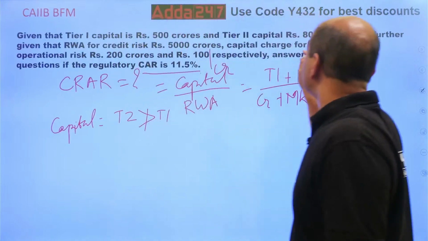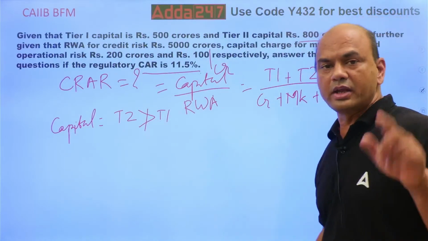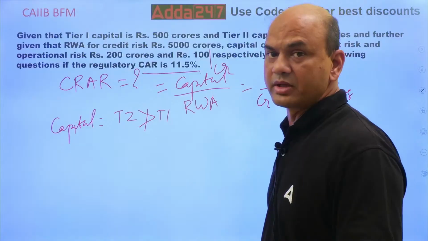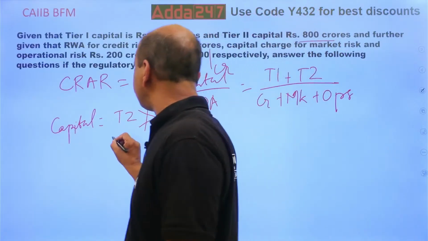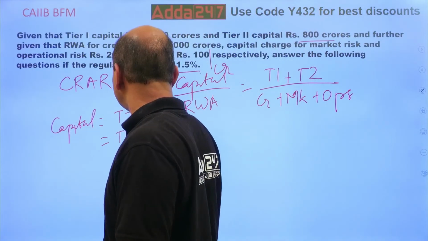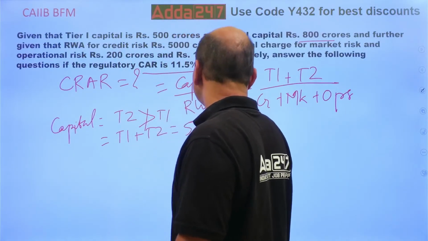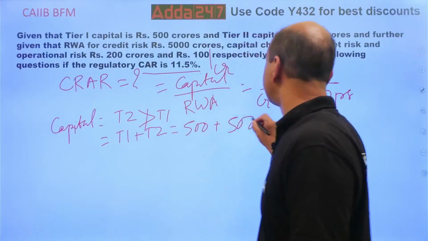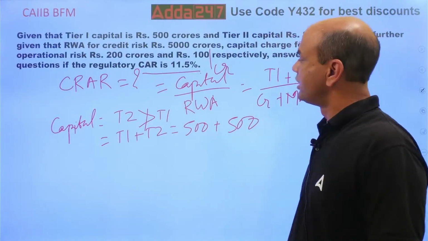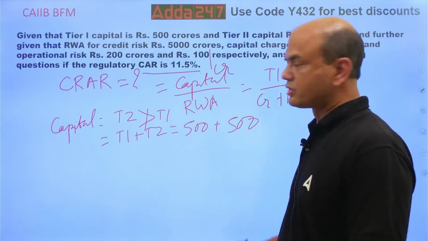So here T2 is given as 800. You don't have to take 800. You have to take maximum T1. So here your capital will be T1 plus T2, that is equal to 500 plus 500. Focus on this, 500. I am not taking 800. T2 can never be greater than T1. So 1000.